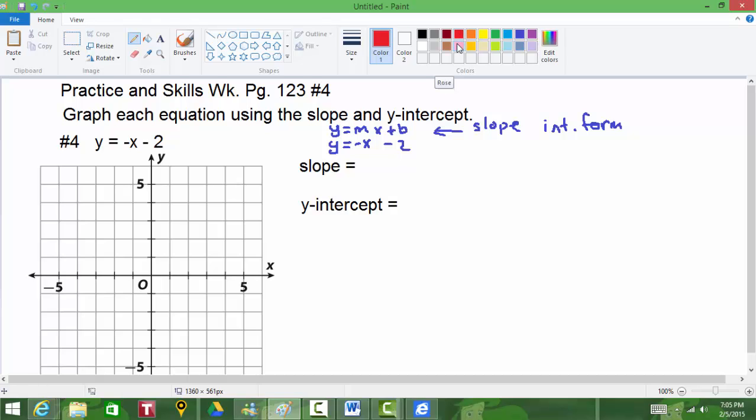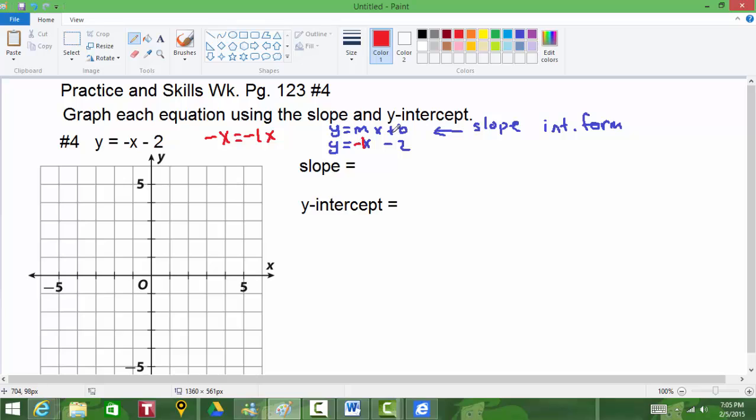If you take a look at the equation that we're using, it's pretty close. They both start off with a y, and we have an equal sign. Now right here, we have a negative in front of our x. Remember that negative x is the same thing as negative 1x. So I'm going to rewrite this with a negative 1 in front.